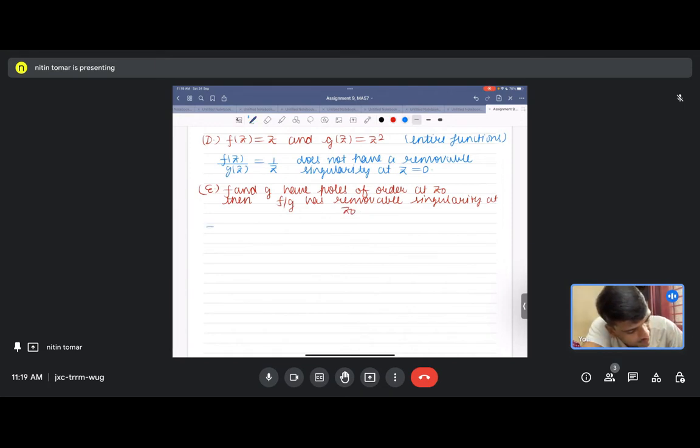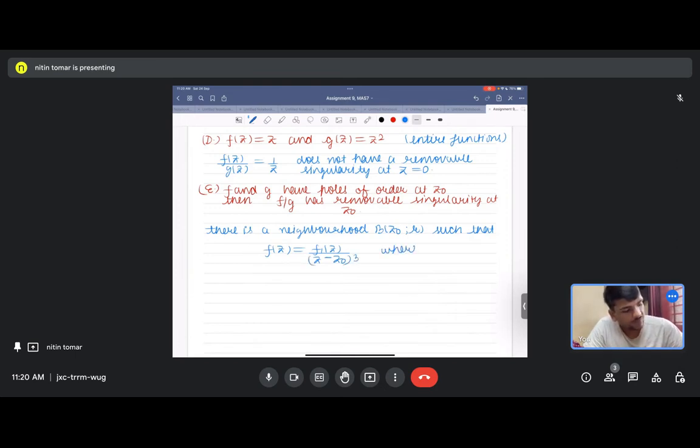So we know if f has a pole, then there is a neighborhood, or a disk for that matter, let's say B(z naught, r), such that this f(z) can be written as f1(z) upon (z minus z naught) cube, because it has a pole of order 3, where this f1 is a holomorphic function in this disk, and f1(z naught) is not 0.